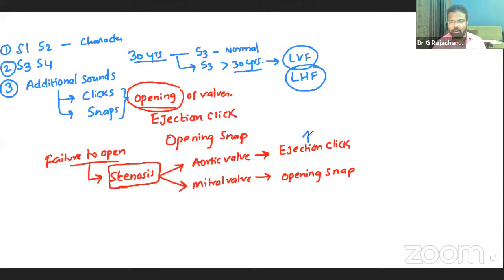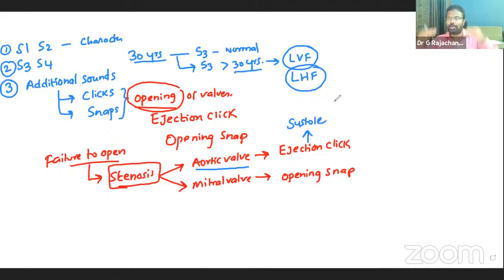Ejection click will be audible in which phase? Now remember the aortic valve. When the aortic valve opens, the blood moves from the left ventricle to the aorta during the systolic phase. Yes or no? So this ejection click is a sound that is audible during systole.